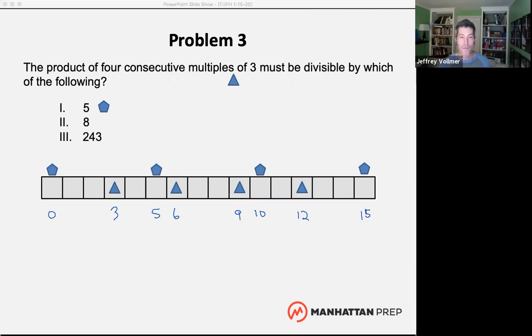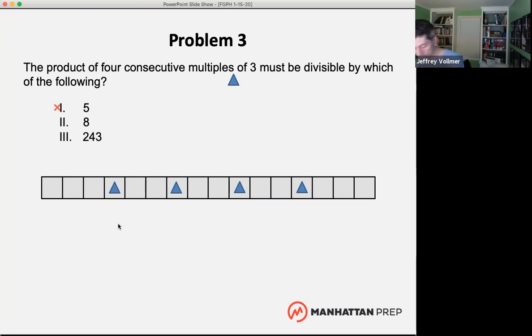Cool. So what we found is Roman numeral one does not have to be true. This says what must be divisible, it must be divisible by which of the following? We've come up with one counterexample, and that means Roman numeral one is out. All right, let's take a look at Roman numeral two. Out are the pentagons and in come the octagons. What about Roman numeral two?